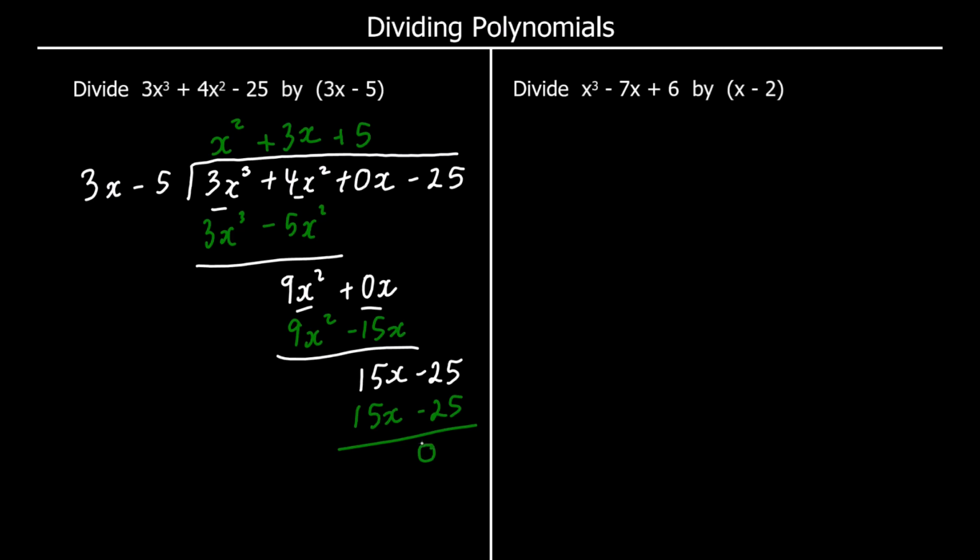So when we divide 3x cubed plus 4x squared minus 25 by 3x minus 5, we are just left with x squared plus 3x plus 5. One for you to try, so pause the video and give it a go.